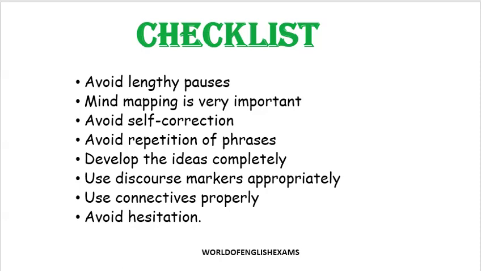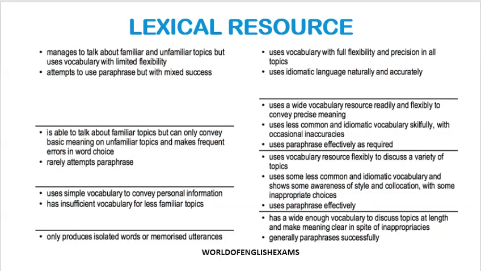Now moving on to the next factor, that is lexical resource, which means vocabulary. In order to get a band 9 for vocabulary, I am taking you from band 2 to band 9 again. A person who gets a band 2 for lexical resource essentially produces some isolated or memorized utterances. There are test takers who think that if they get to know some model answers, they can just memorize those model answers and repeat them during the test. This is called memorized utterances.